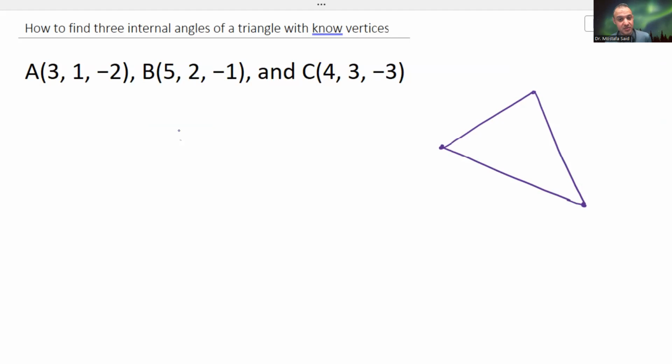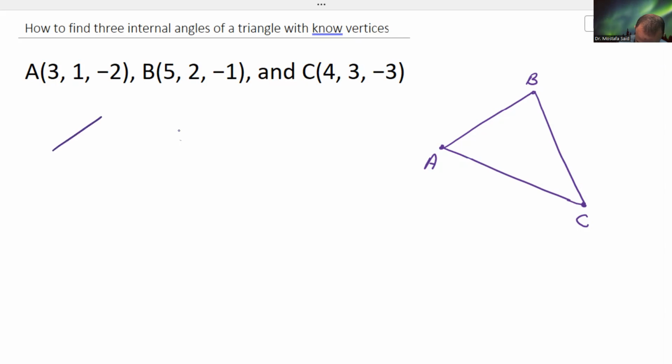And let's call these vertices A, B, and C, whatever you like. So the idea came from the fact that if you have two vectors, then you can find the cosine of the angle between these two vectors using some formula. So basically the formula is like that.